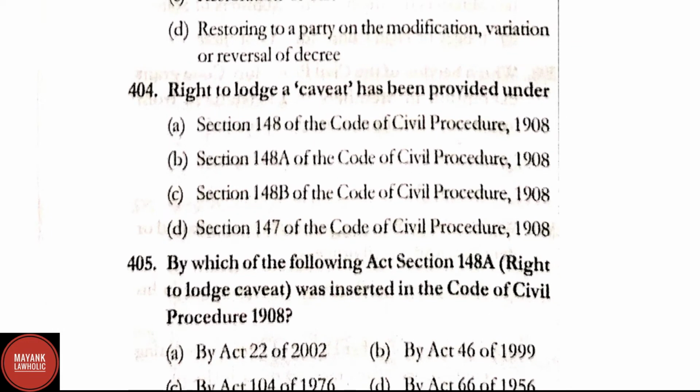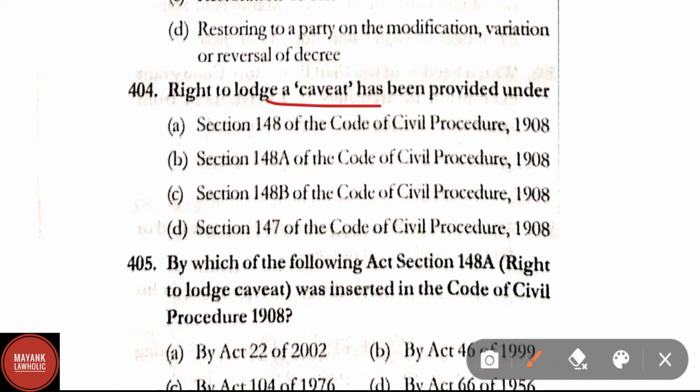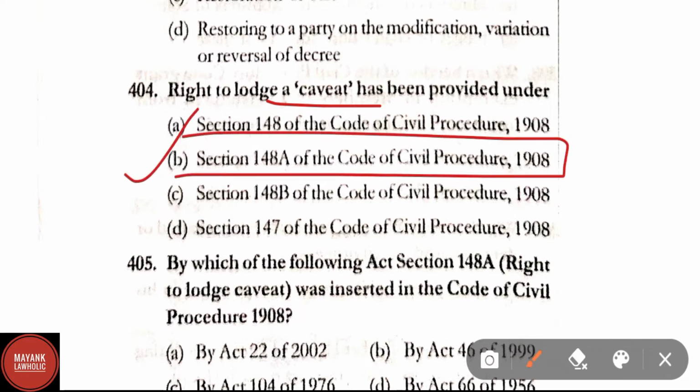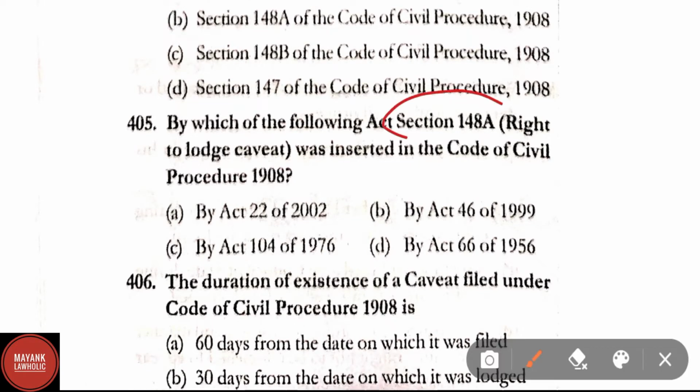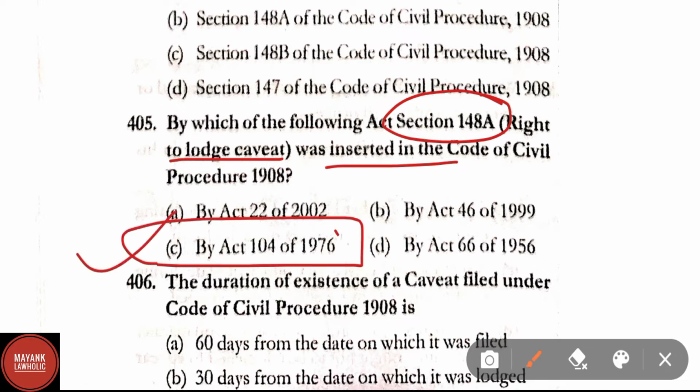Question number 404. Right to lodge a caveat has been provided under... It is provided under section 148A of the CPC. Question number 405. By which of the following acts was section 148A, that is right to lodge caveat, inserted in the Code of Civil Procedure 1908? It was inserted by the Act 104 of 1976. Option C is the right answer.